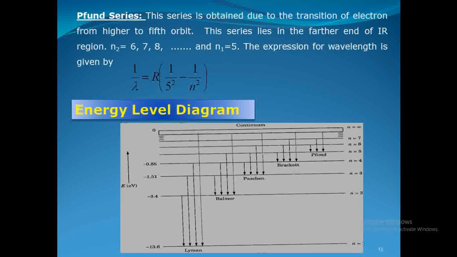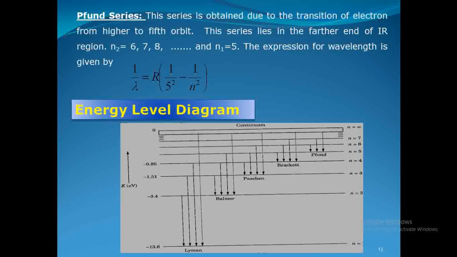Here we can see how the spectral series are obtained. Whenever there is a transition from the second orbit to the first orbit, third orbit to the first orbit, fourth orbit to the first orbit, you are getting the Lyman series. Similarly, Balmer, Paschen, Brackett and Pfund series you can see. So this is what we call the energy level diagram, and observe that the space between the first orbit and the second orbit is a little bit more, second and third is less, third and fourth is a little bit less, again fourth and fifth is less, and it is merging out.